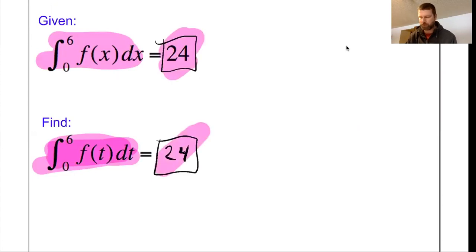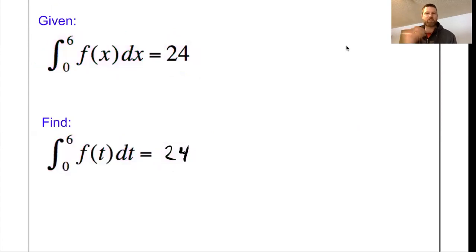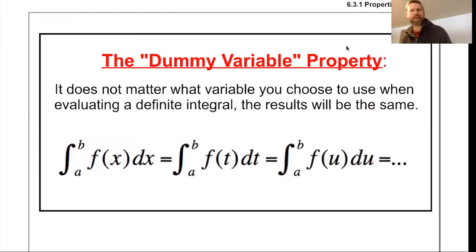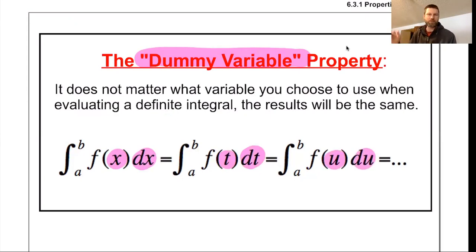So dummy variables are variables where the way you name the variable really doesn't matter because it's going to disappear once you perform your calculations anyway. In your book, I don't know the name of the property. They didn't give it a name, but I call it the dummy variable property because it involves dummy variables, saying if you calculate the integral of f of x dx or f of t dt or f of u du, it doesn't matter what you name the variable, the result of that calculation will be the same.